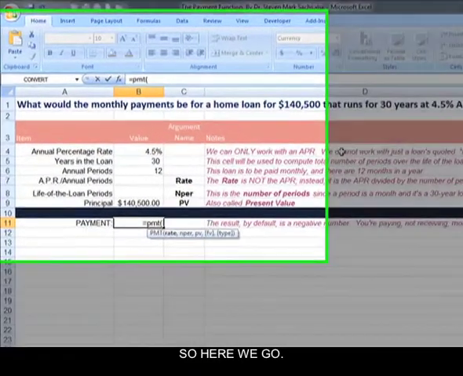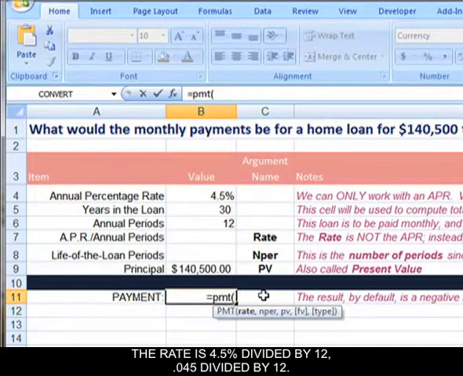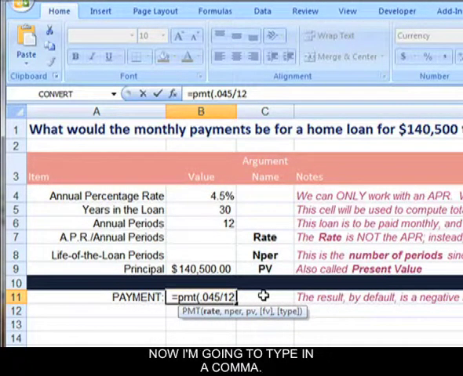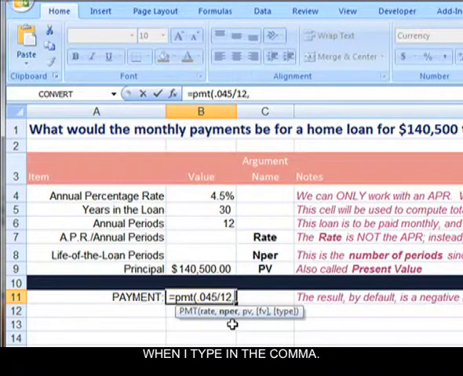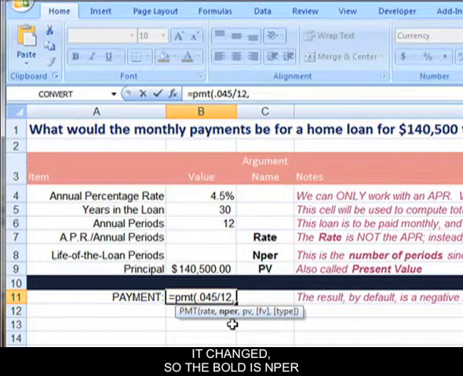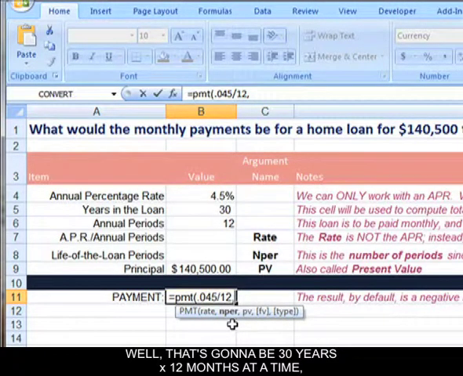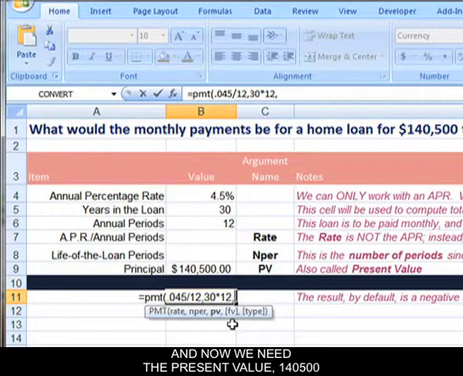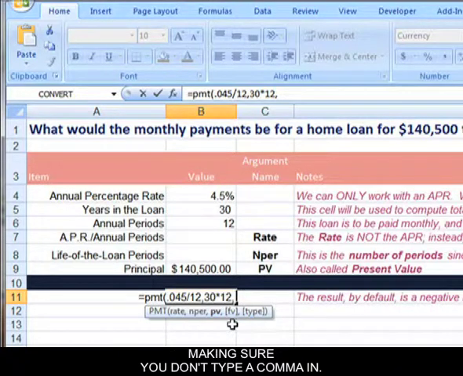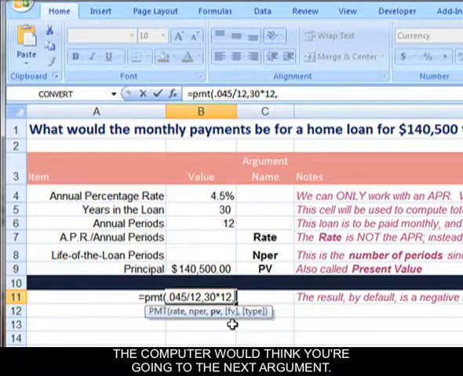So here we go. The rate is 4.5% divided by 12. 0.045 divided by 12. Now I'm going to type in a comma. Watch what happens down here with the prompt when I type in the comma. It changed, so the bold is NPER, the number of periods. Well, that's going to be 30 years times 12 months at a time. A comma again, and now we need the present value, 140500, making sure you don't type a comma in. If you put a comma in, the computer would think you're going to the next argument.